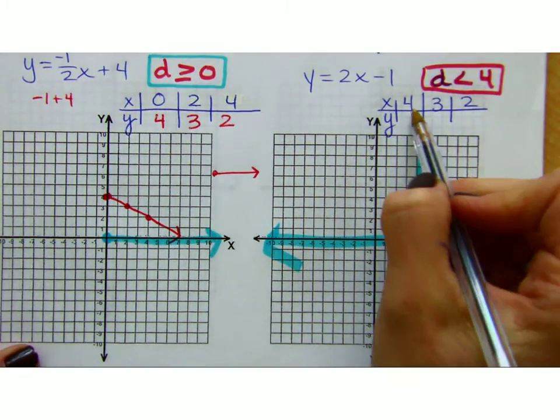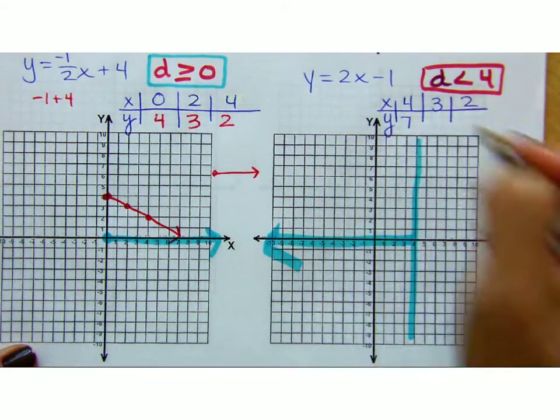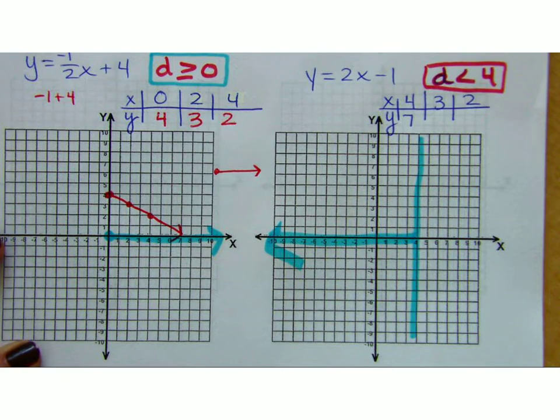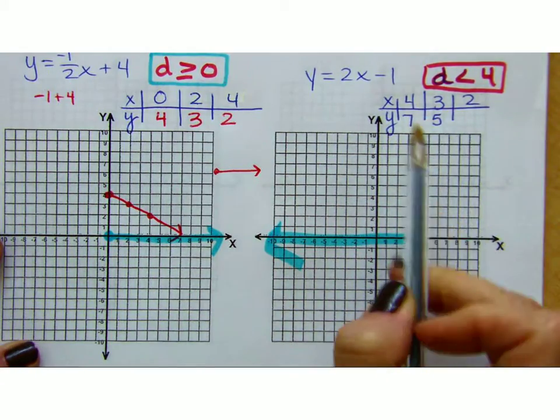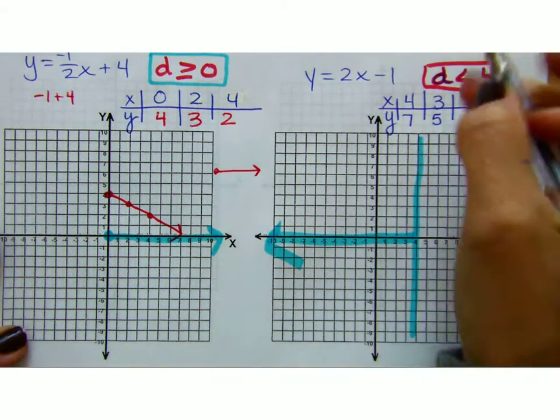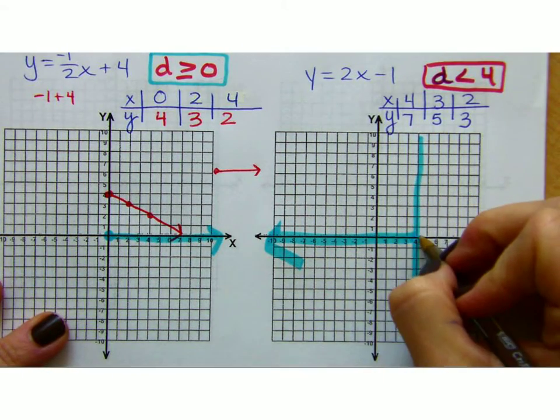And so now 2 times 4 is 8, 8 minus 1. 2 times 3 is 6, 6 minus 1. And then 2 times 2 is 4, and 4 minus 1. So I have my ordered pairs. Let's plot them. 4, comma 7.